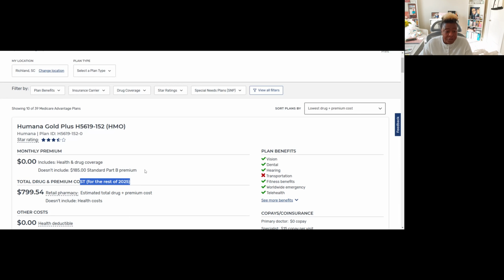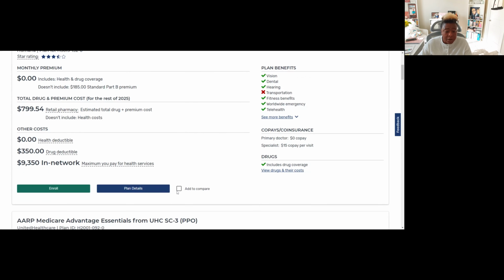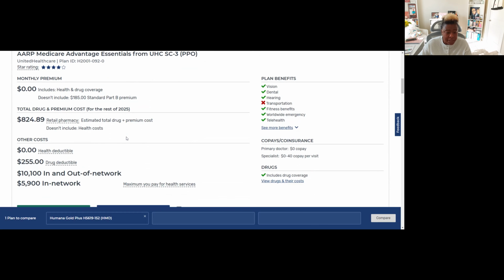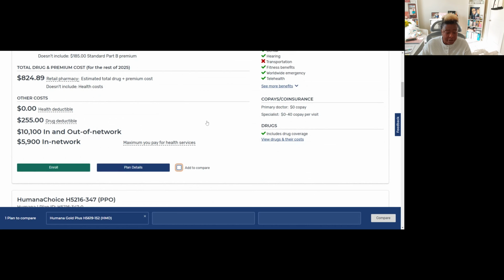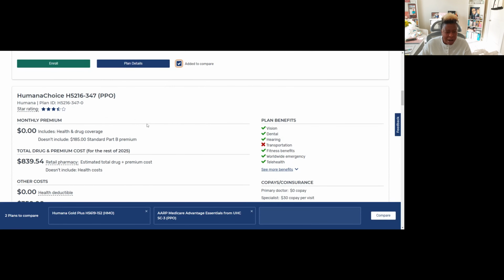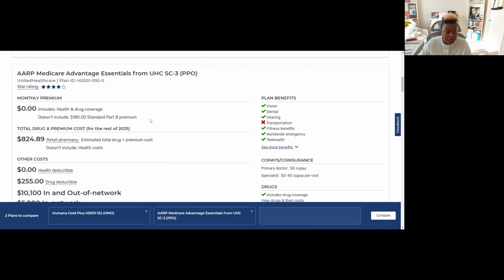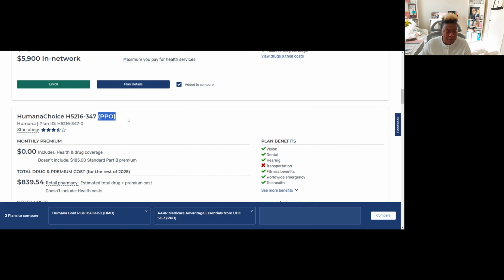All right, so this Humana plan looks decent. I like it, so I'm going to add it to compare. Then I'm going to add this United plan here to compare. This is an HMO from Humana, and this one is a PPO from Humana. The way the Humana products work, though, their HMO is still like an open network, so it's really not a huge difference between the HMO and the PPO.